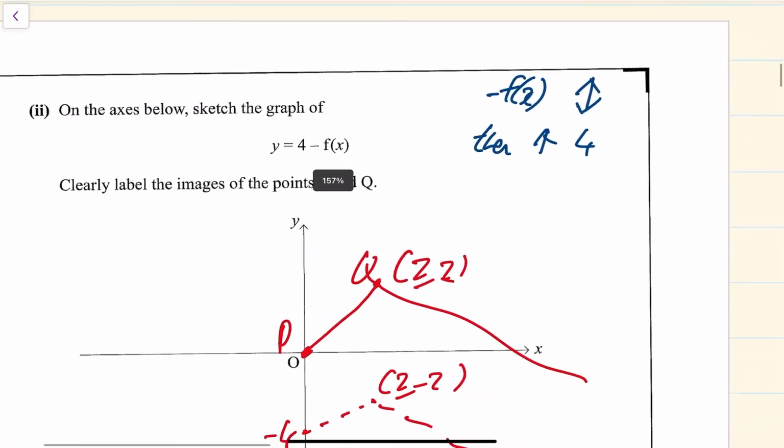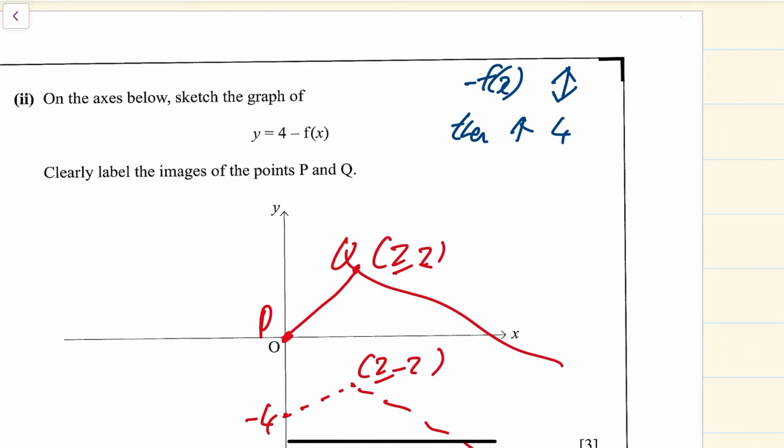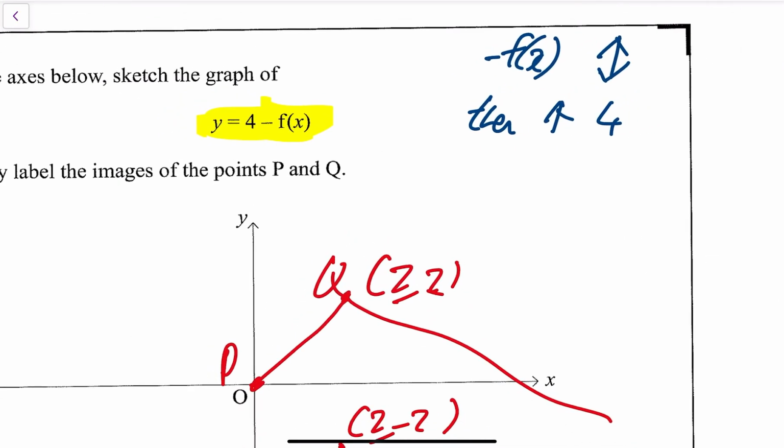Next one is y is equal to 4 minus f of x. Now minus f of x is a reflection vertically. And just think about it that way. If the a value or the minus or whatever is outside the bracket, it's in the vertical plane. If it's inside the bracket, it's in a horizontal plane. So what we've got to do here, you've got to do this bit first. So that's the reflection vertically. And then this bit, we'll move it up by 4.